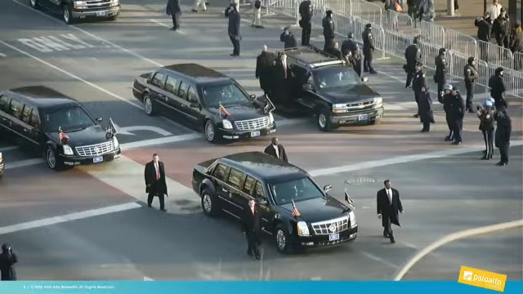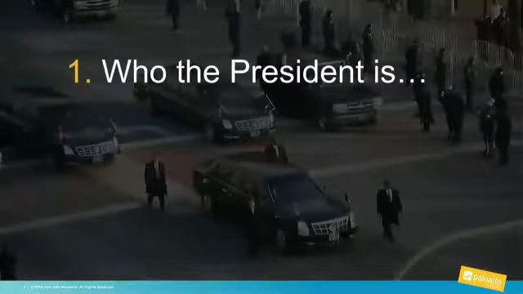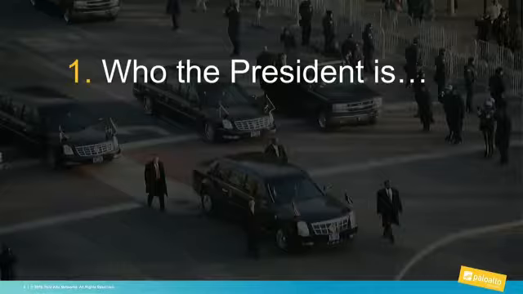Now, the best example I can give you is how the U.S. Secret Service protects the President of the United States. This is an image from President Obama's inauguration parade in 2013. And you'll see that the U.S. Secret Service knows 3 things about the President that we don't know about the data and the assets that we're protecting. They know who the President is. That's the first thing.